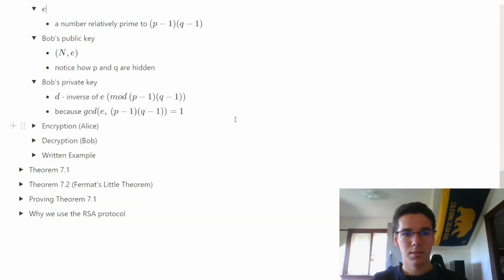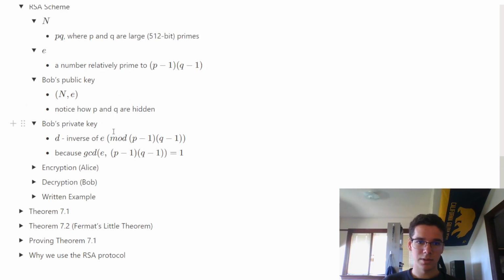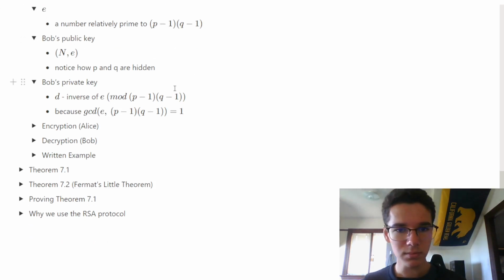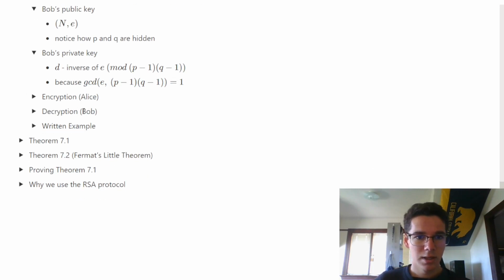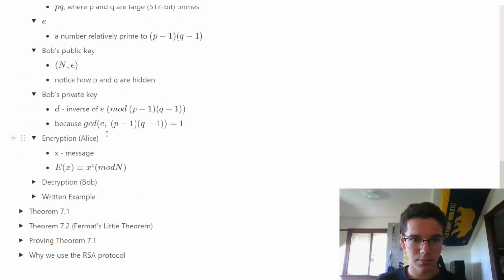Okay, now what's Bob's private key? Well, if it's going to be the decryption, it's going to have to be the inverse of e, mod p minus 1 times q minus 1. Okay, and again, we know that that exists because e is relatively prime to p minus 1 times q minus 1, or because the greatest common divisor is equal to 1.